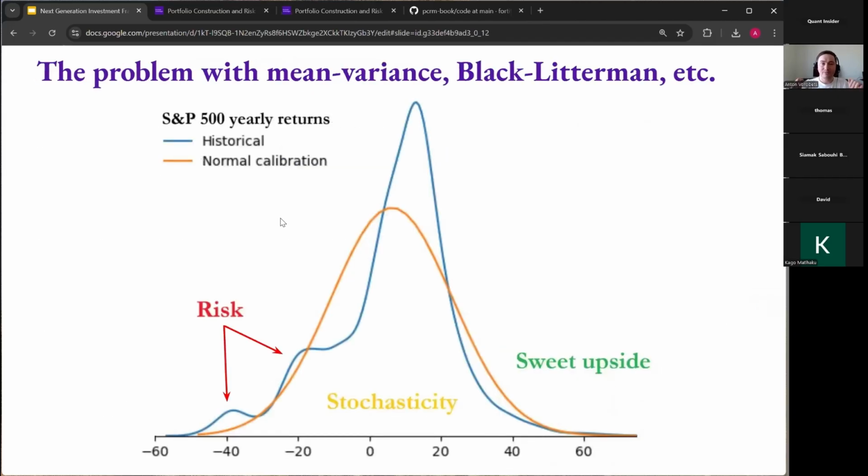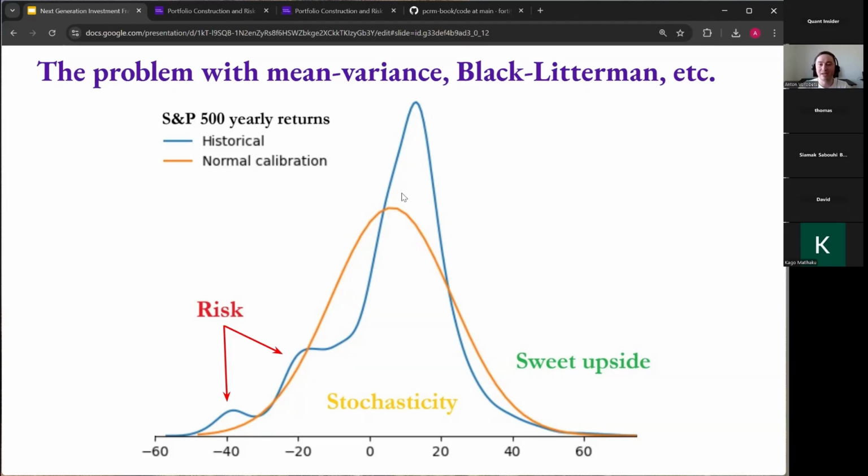All right. So what is it then that is the big issue with mean variance, Black-Litterman, and things like this? The first obvious one is that these methods assume that markets behave according to these nice bell-shaped distributions, such as the normal distribution or the t-distribution. But as soon as we do some elementary data analysis, we can see that the real world is very, very different from these nice curves.